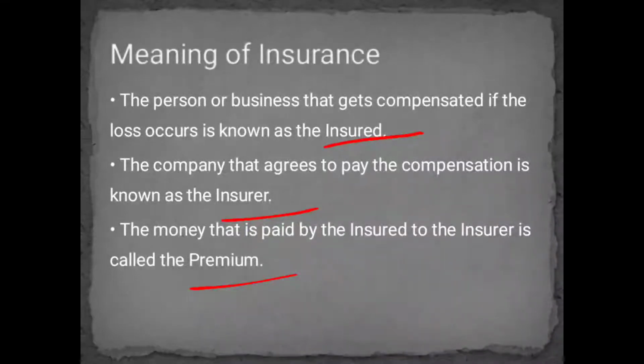The company which is giving the insurance is the insurer, and the money that is paid by the insured to the insurer is called premium. So it is not called the money or the installment. Different terms are used in different businesses, but here we are using premium. So monthly premiums or annual premiums, whatever may be the category. These are the terms we should generally be aware of. So these are the things we know about insurance now.